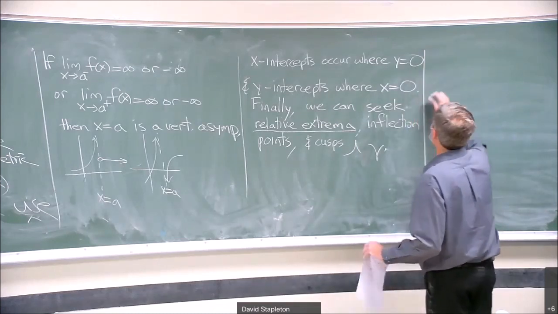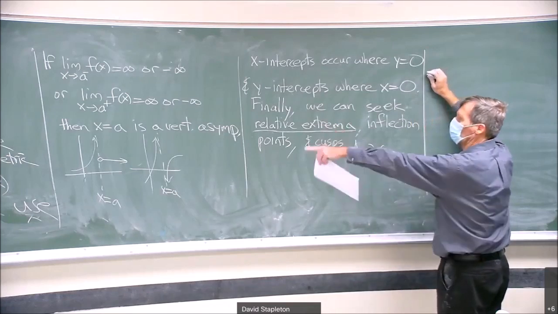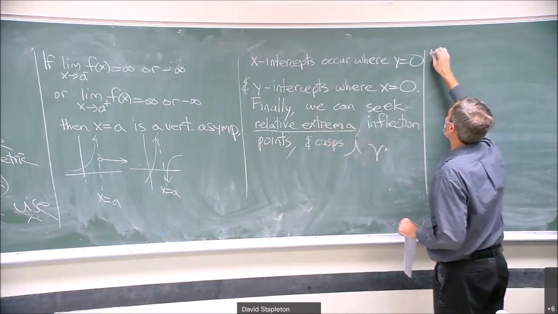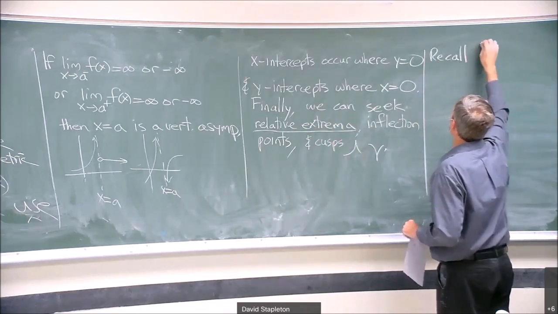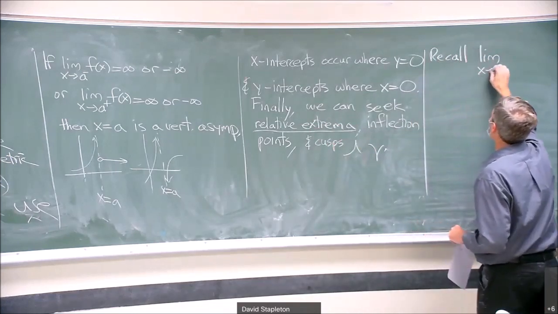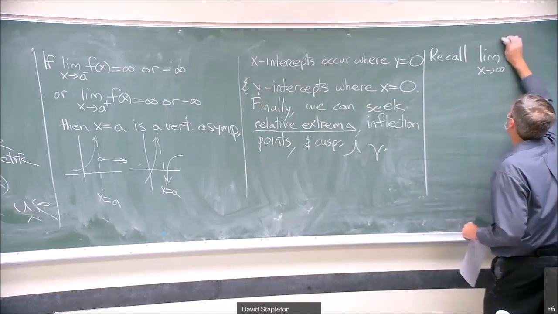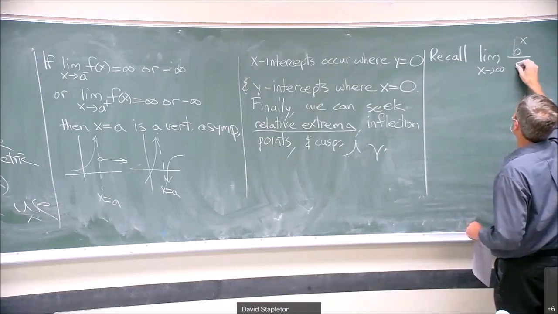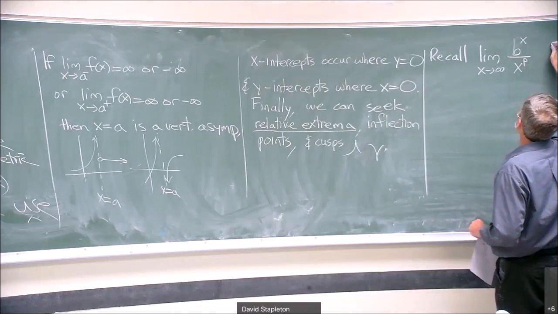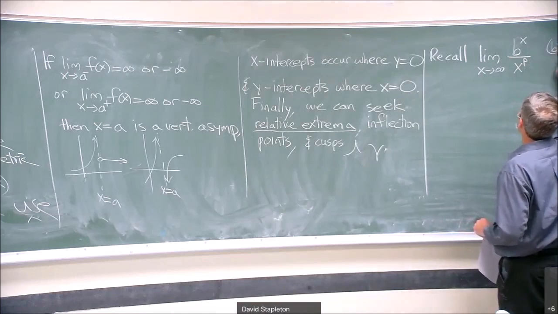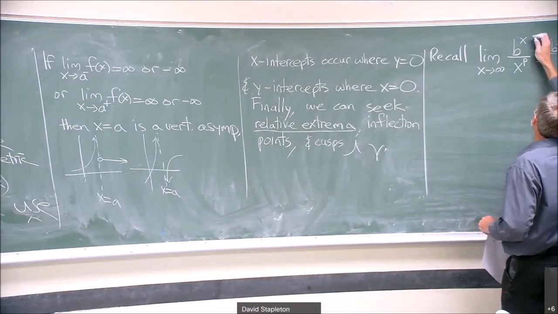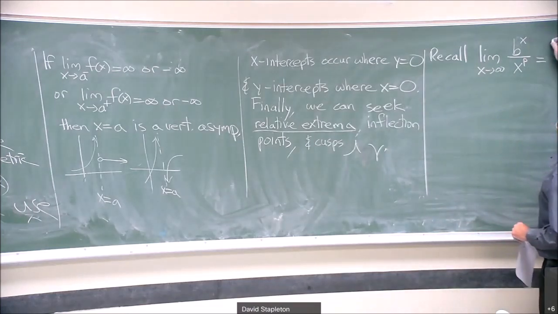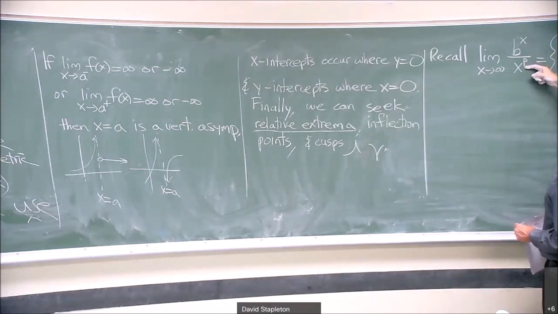So let's take a couple examples of these now for exponentials and logarithms. That's a reminder of some things you did. We also recall in this, now that we've had L'Hopital's rule, that the limit as x goes to infinity of any exponential function, b to the x over x to the p, with b greater than 1, is infinity, because an exponential outgrows any power of x.